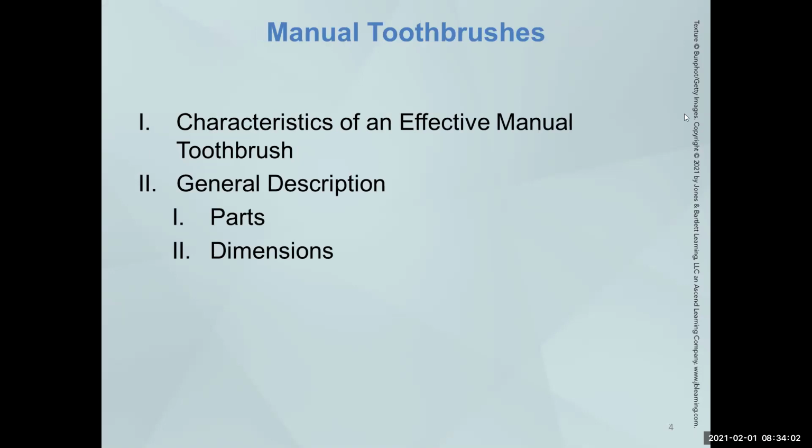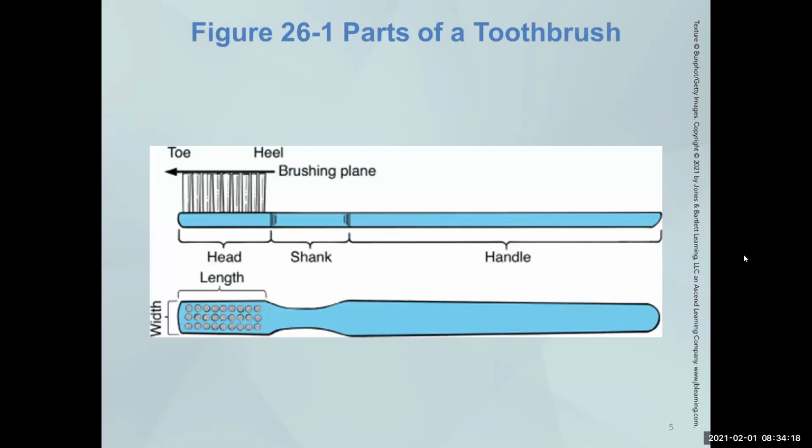So manual toothbrushes have been around since the beginning of time. We want to make sure that the toothbrush conforms to the individual patient needs, because there are so many toothbrushes, like I said, out there. And this is the classic toothbrush. Just like your instruments that you have, there are parts: the handle, the shank, and the head. So you can see with this one, this has a level brushing plane, the classic toothbrush. You don't see very many like that anymore.